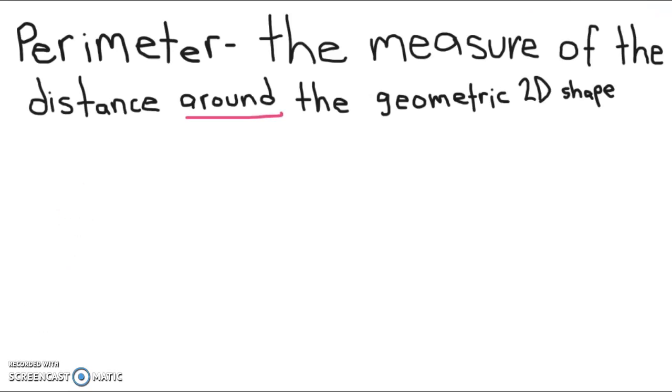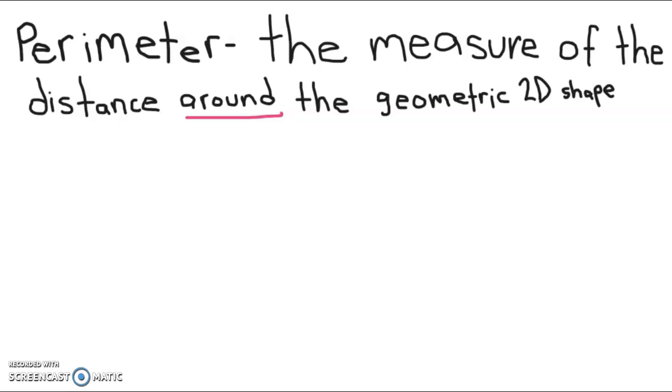Perimeter is the measure of the distance around a geometric 2D shape. To find perimeter, we do length plus width, or 2 times the length plus 2 times the width. I personally like to do length plus width plus length plus width. The unit for perimeter is linear units. This means we would label perimeter in centimeters, meters, yards, etc.